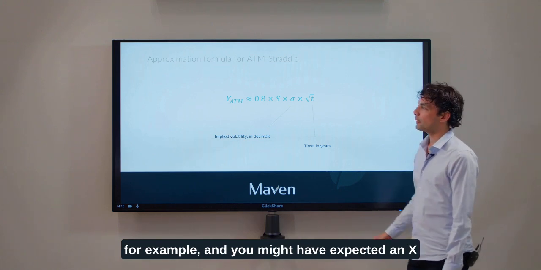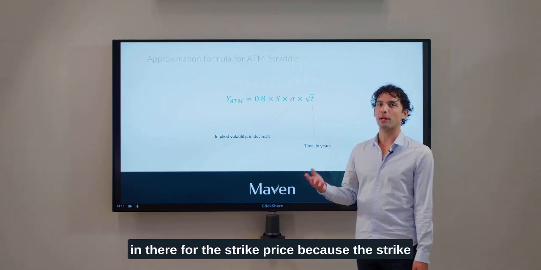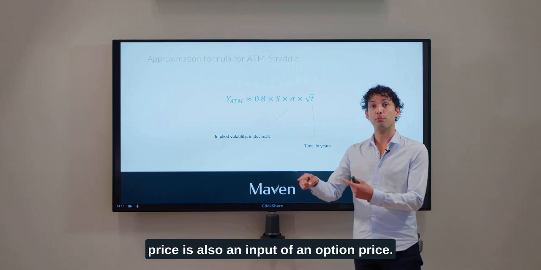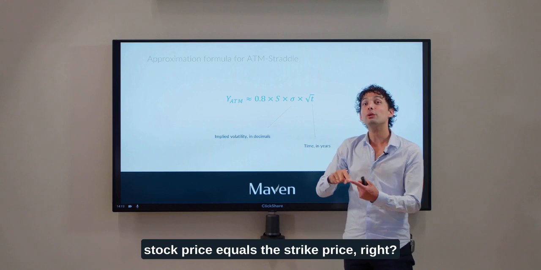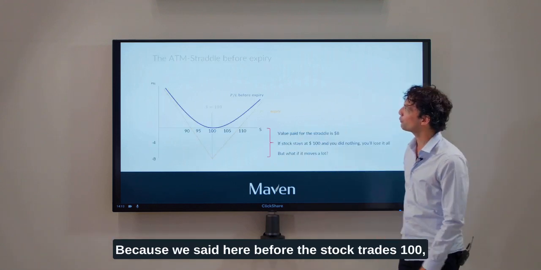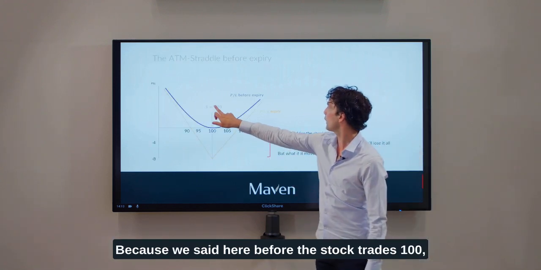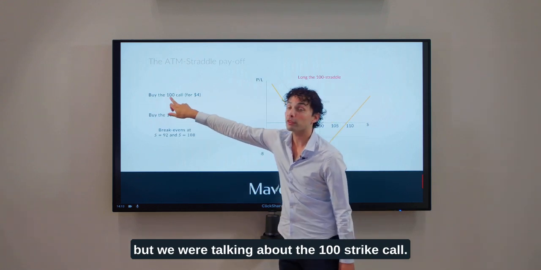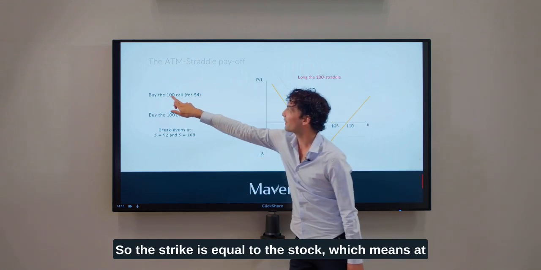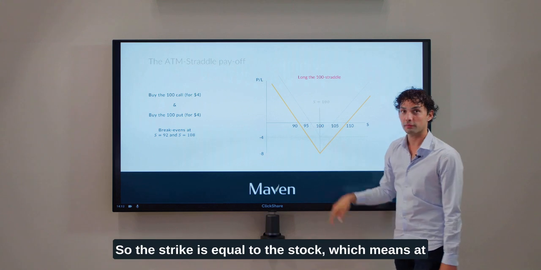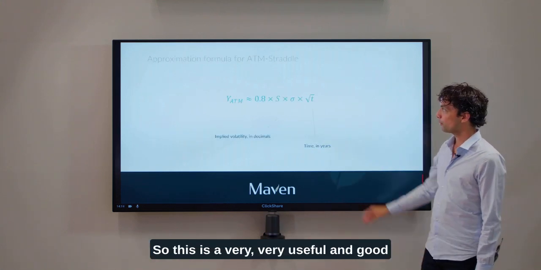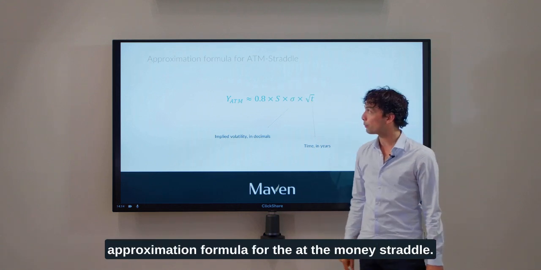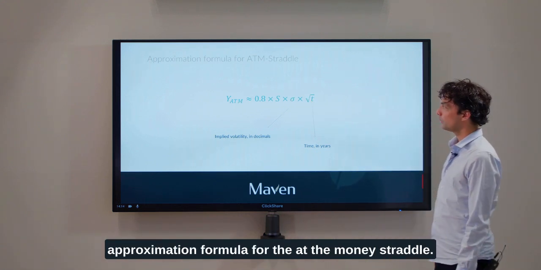And you might have expected an X in there for the strike price, because the strike price is also an input of an option price. But since we are at the money, the stock price equals the strike price, right? Because we said before, the stock trades at 100, but we were talking about the 100 strike call. So the strike is equal to the stock, which means at the money, so therefore you won't see the strike here anymore. So this is a very, very useful and good approximation formula for the at-the-money straddle.